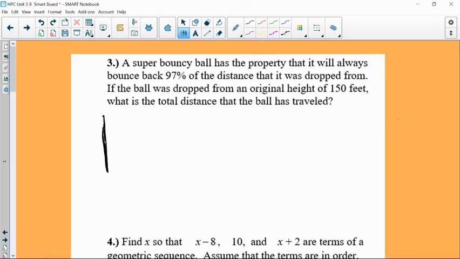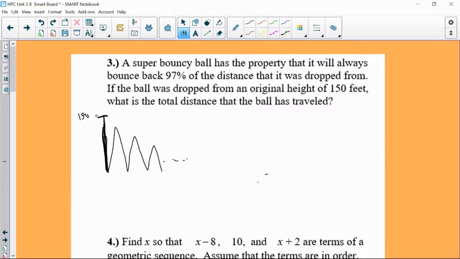Just for sake of ease, let's expand it. Like if you were to open it up, you could pull it apart so you could see each height. That way it might be easier to start labeling things. So it continues forever. Okay. So it says that it'll always bounce back 97% of the distance it's dropped from. So it's going to originally be dropping from a height of 150 feet.